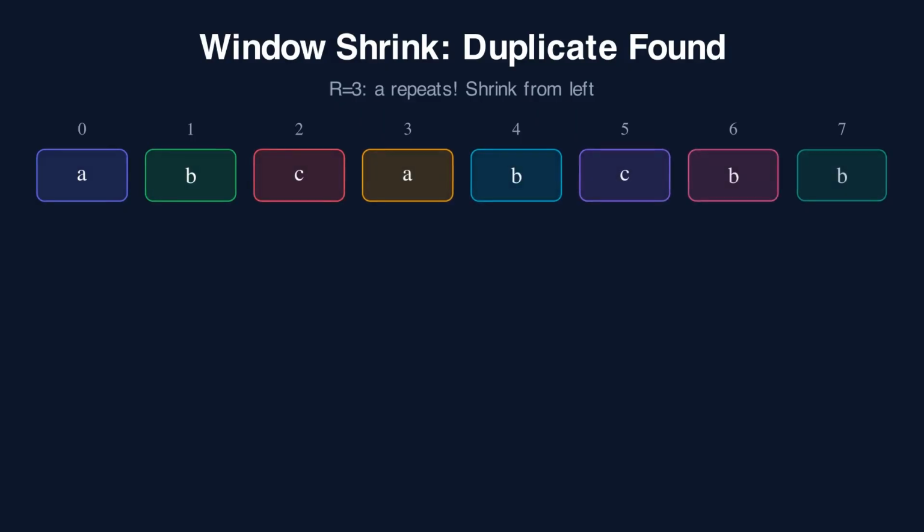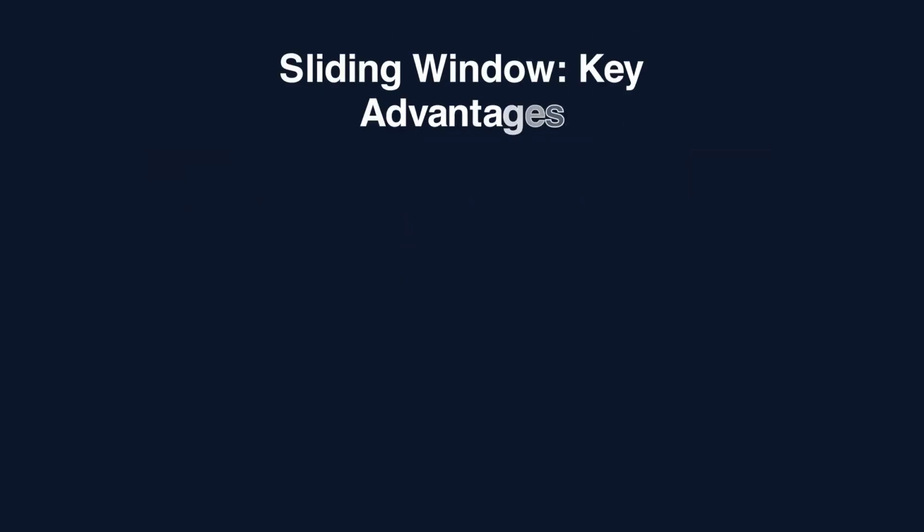For our second example, consider pwwkew. The window expands to pw. Upon reaching the second W, it repeats. We shrink the window, resulting in wke, which is the longest substring with no repeated characters and has a length of 3. The key advantage of the sliding window technique is its efficiency, reducing time complexity to O(n), because each element is visited at most a constant number of times.